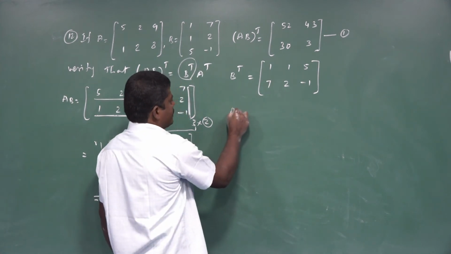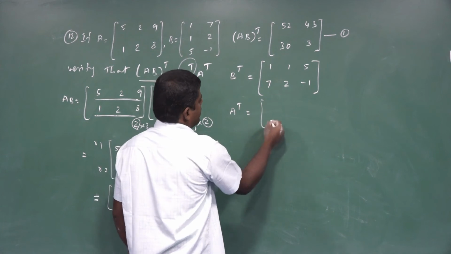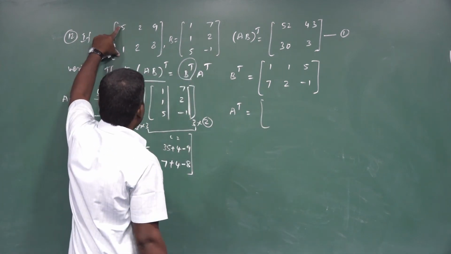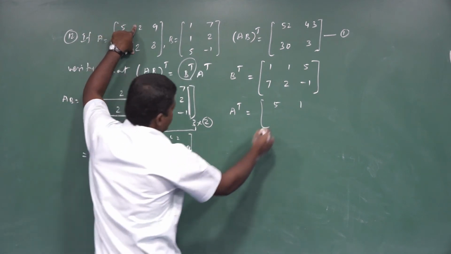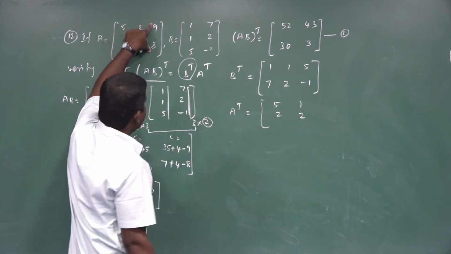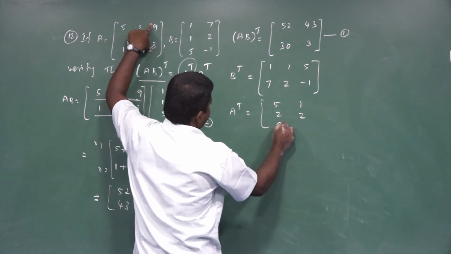Next you find A transpose. A transpose is equal to interchanging rows and columns. First column you write in the first row. Second column you write in the second row. Third column you write in the third row. 9, 8.